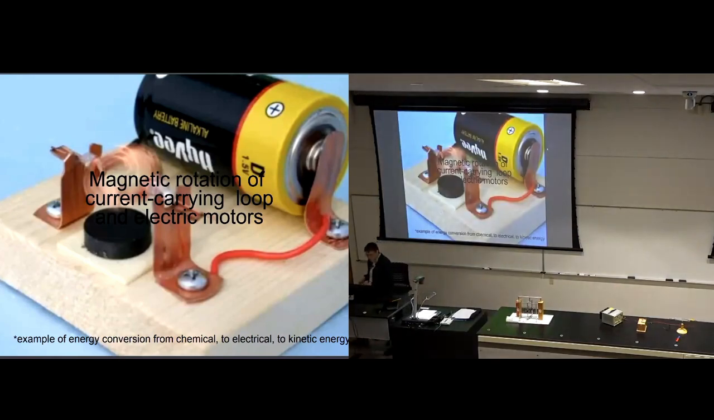I want to talk about not a straight wire in a magnetic field, but a loop of wire in a magnetic field. We'll think about a rectangular loop of wire, but it actually could be any loop of wire. And we want to think about the forces and the torques that act on this.